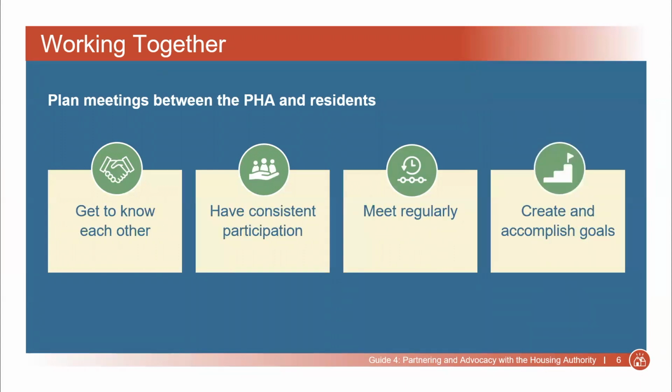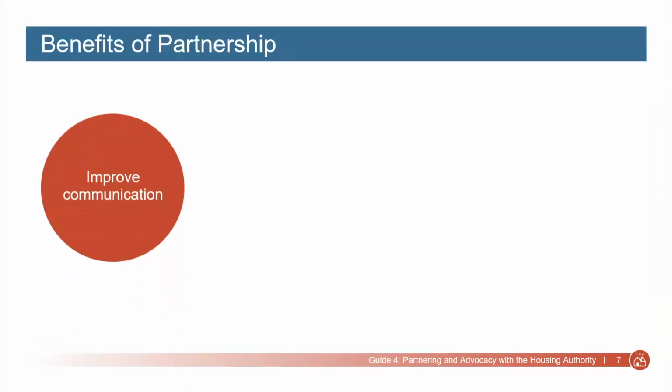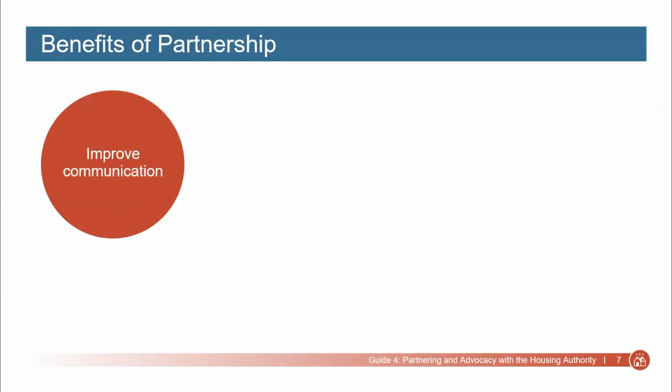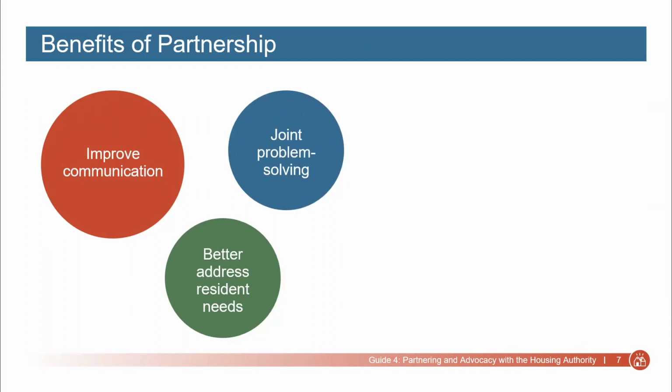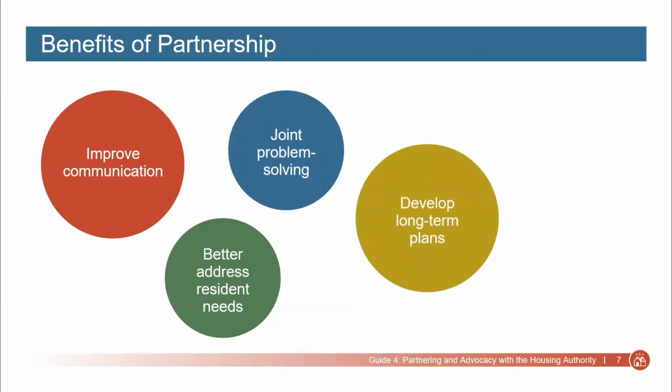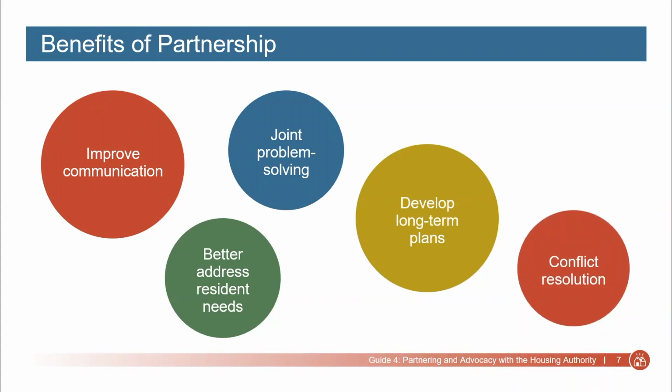Get things done. Accomplishing goals and having an impact will keep people interested and excited about the group. Work together to create big goals, but break those down into shorter term goals. When the group accomplishes something together, take time to acknowledge it and celebrate. Report back on progress and any issues to the resident council. By meeting regularly to discuss ideas and issues, the resident council and the PHA will improve communication, conduct joint problem solving to better address resident needs, be able to develop long-term plans, and build trust and cooperation that can help prevent and resolve conflicts.